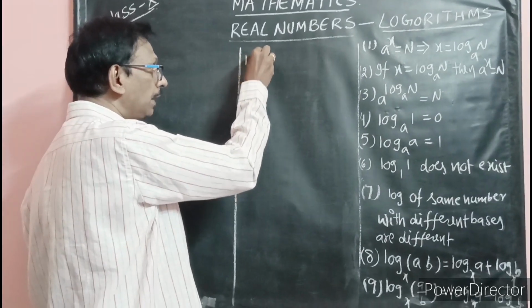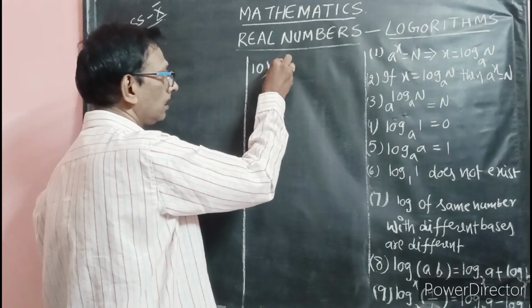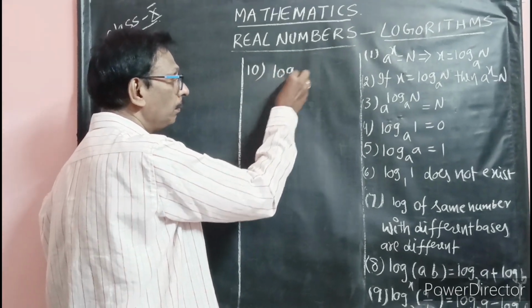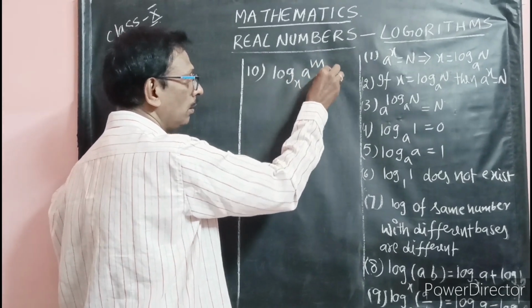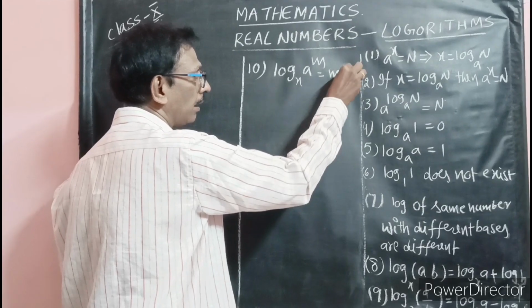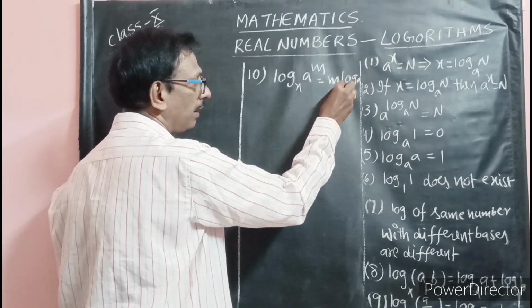Now formula number 10: log a to the power of m to the base x is equal to m log a to the base x.